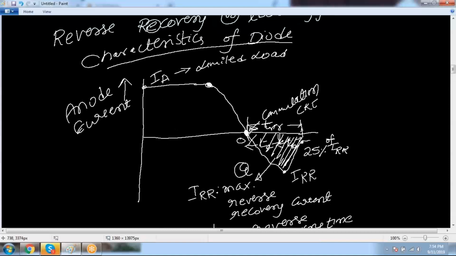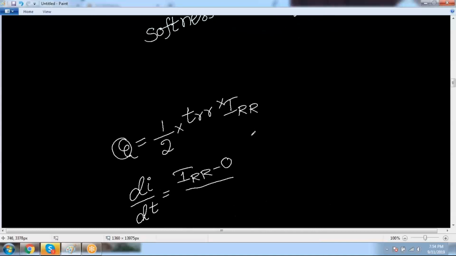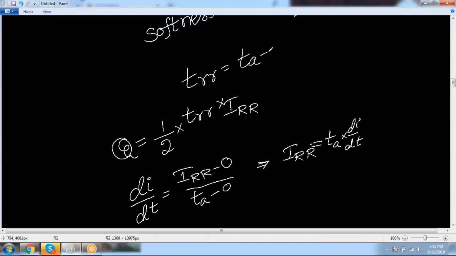What is this change in time? It is TA minus 0. Then IRR is equal to, if you cross multiply, TA into di by dt. But what is TRR? If you look very carefully, TRR is equal to TA plus TB.